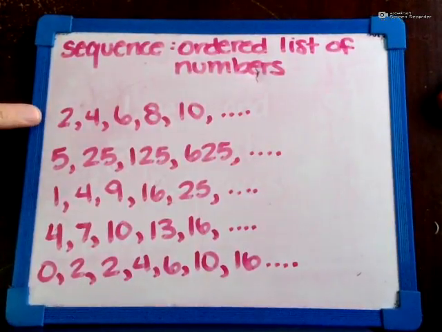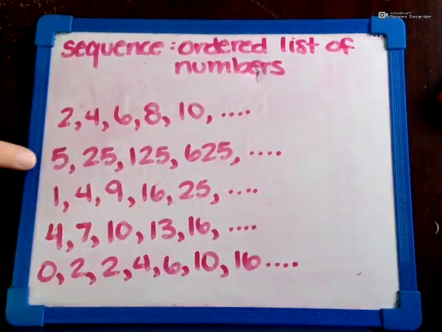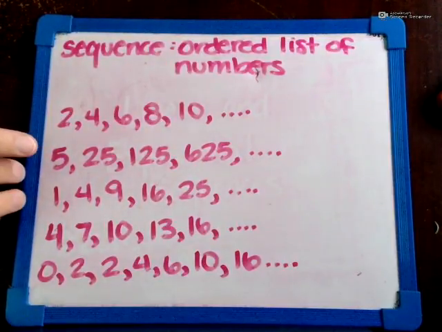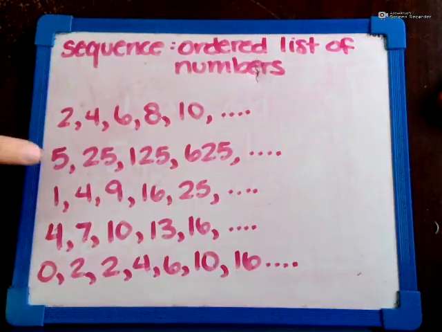So the first one is 2, 4, 6, 8, 10. Obviously they're doing even numbers or counting by twos, so the next one would be 12. This one makes sense to me. I'm fine with this. The next is 5, 25, 125, 625. This is not just obvious to me. Maybe it's like 5 times 5 and then 25. I don't know because I don't do big multiplication numbers. Whatever. But that's the lesson.